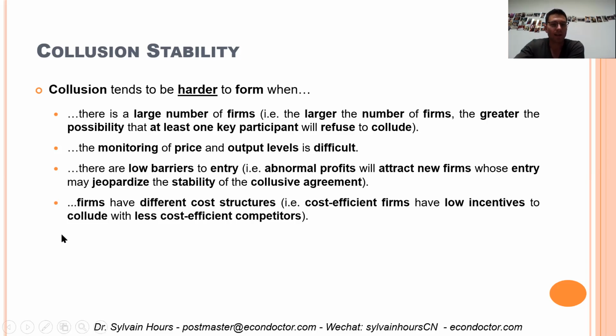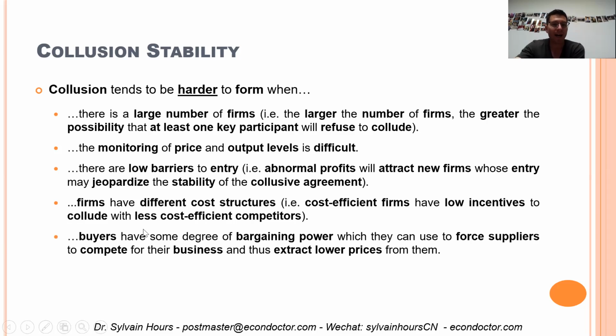Next point, as I explained earlier, when firms have different cost structures, which is very intuitive in this case, firms that have the lowest cost of production have an incentive to cheat, to defect, to charge a low price, because they know that they will win in case they are competing with their less efficient competitors.